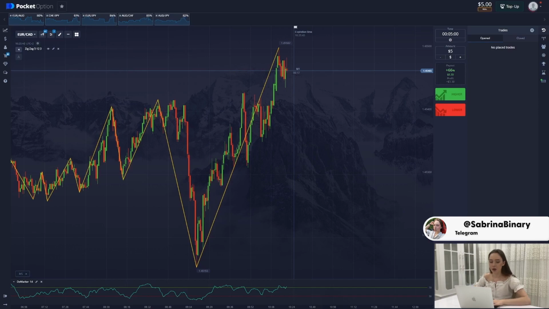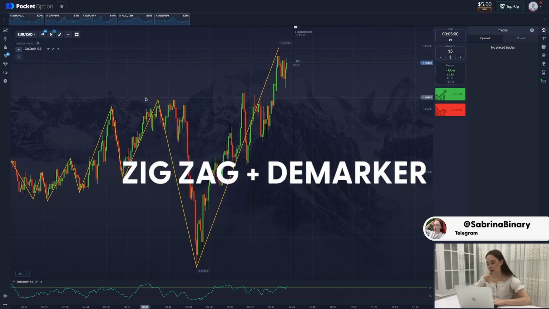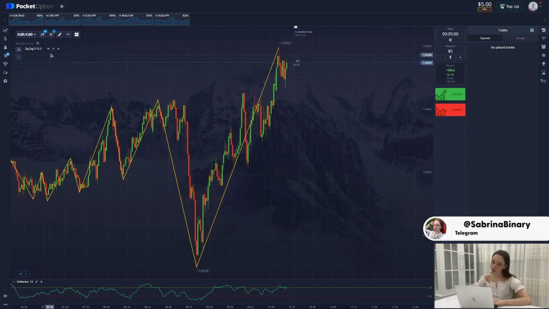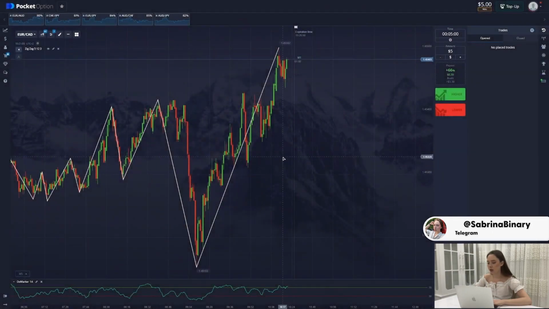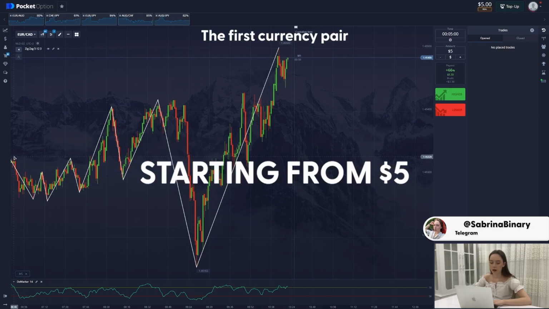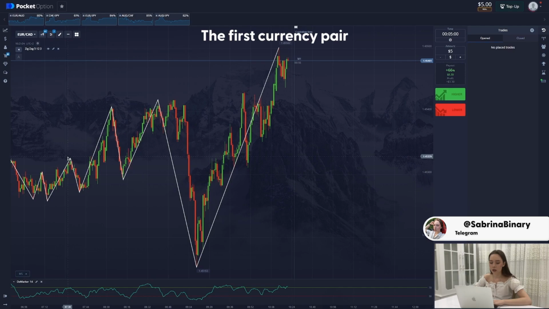Well, trader, here we are on the broker side. Today I will work with such currency pairs, and I'll also be using indicators like the ZIGZAG and the DeMarker. But before I start trading, I want to set up a few things. First of all, let's click here, click styles and choose white color. Now our ZIGZAG indicator is white in color. It makes it look much better. And I have $5 on my balance right now. And let's start trading and choose the first currency pair.